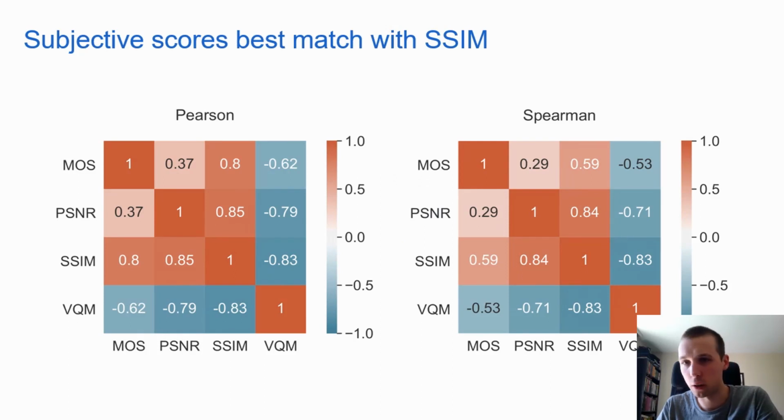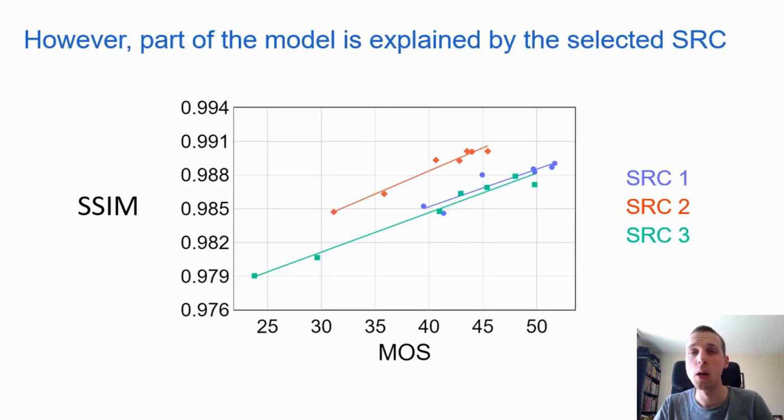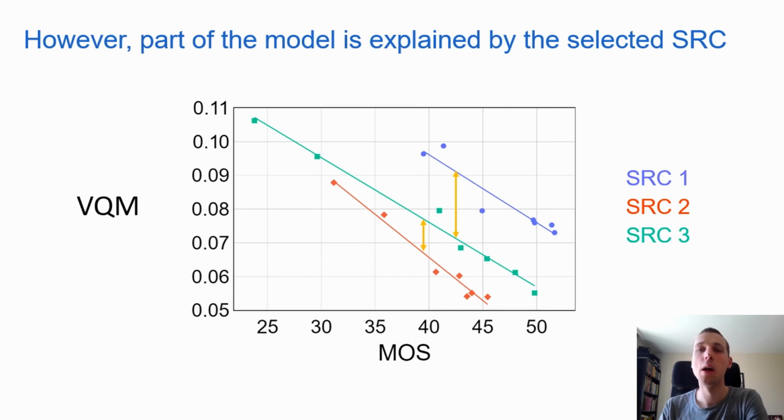We calculated the correlation using Pearson and Spearman rating, and here we observe that SSIM actually reflects best how the user perceived the video subjectively. However, part of the model is still explained by the selected source, by the selected content, which means that there are differences. This is for SSIM, but this is also true for VQM, based on the content. So the mean opinion score alone is not enough to predict the objective metric, or more importantly, the other way around. If we have the objective metrics, the VQM, the PSNR, we cannot accurately predict the mean opinion score without knowing what content we're looking at.